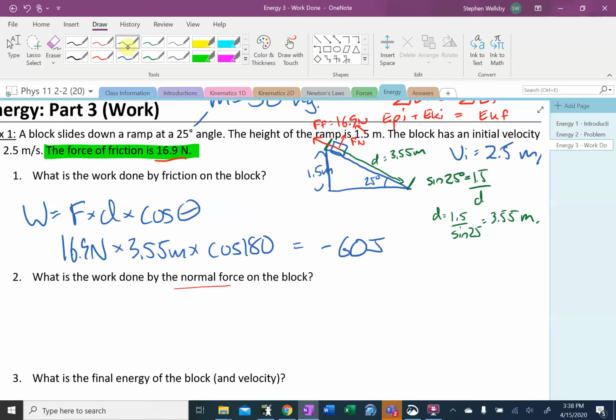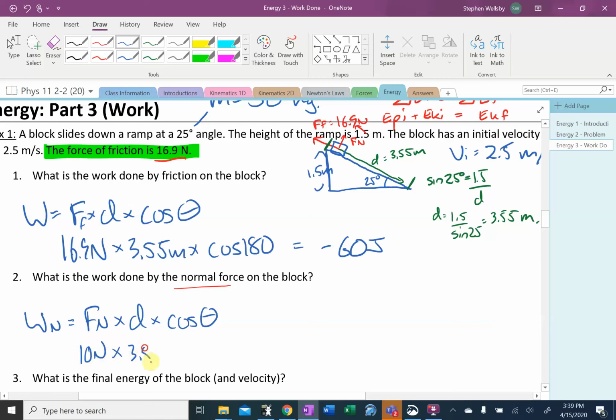Number two, let's take a look at this one here. So work done by the normal force is going to be the normal force multiplied by the displacement and multiplied by cos of the angle. Well, the normal force here is, well, who cares? Let's call it 10 newtons. And you'll see why I'm being so cavalier with this. The distance here is 3.55 meters, and the angle here is 90 degrees. So the displacement is parallel, the normal force is perpendicular, and so we're going to get cos 90. And hopefully you remember what cos 90 is. Well, cos 90 is a big fat zero.